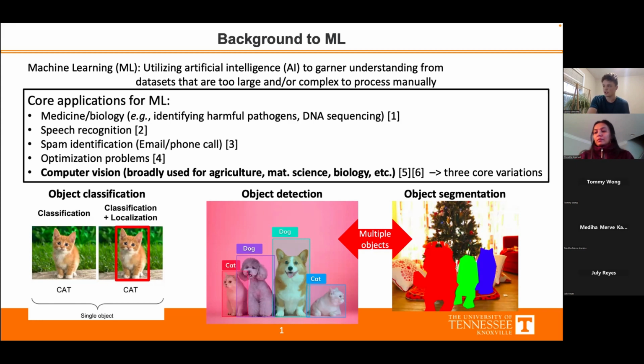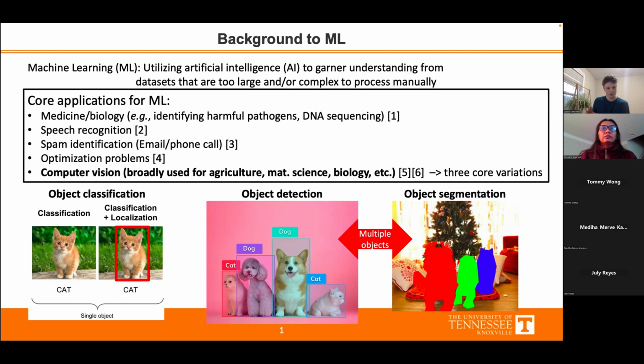Within computer vision, there are three different core subsets or variants that exist. The first, kind of the simplest, is object classification. This typically only works if you have a single object relative to the rest of your background. And it can be coupled with localization, which is the bounding box that's shown around the cat.